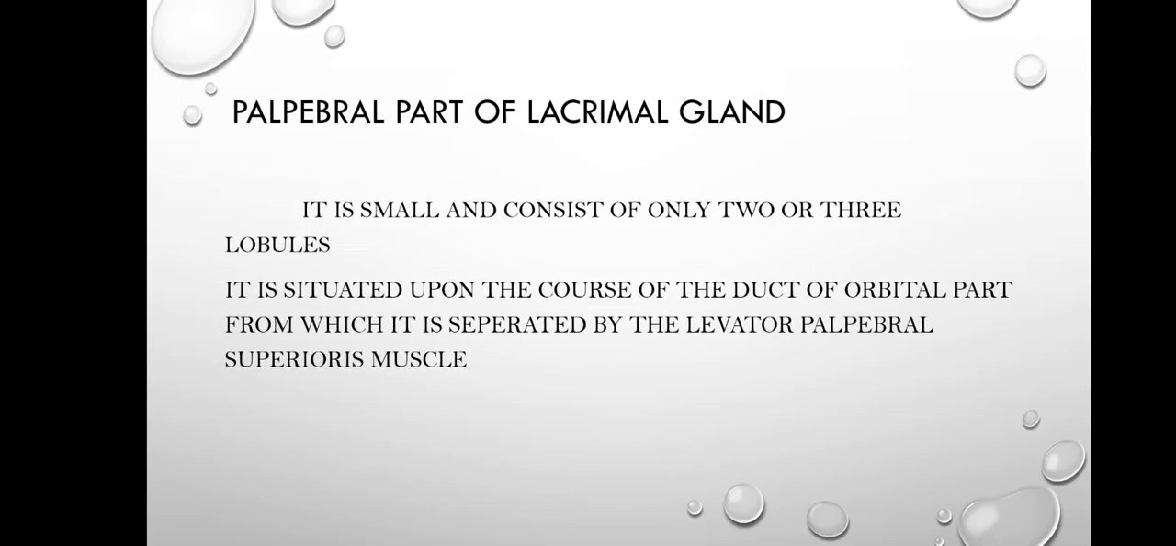The microscopic structure of the lacrimal gland. The stroma of the lacrimal gland is formed by mesodermal tissue which contains connective tissue, elastic tissue, lymphoid tissue, plasma cells and blood vessels.